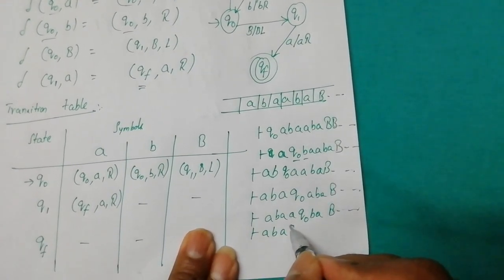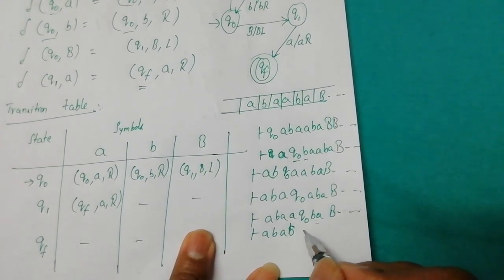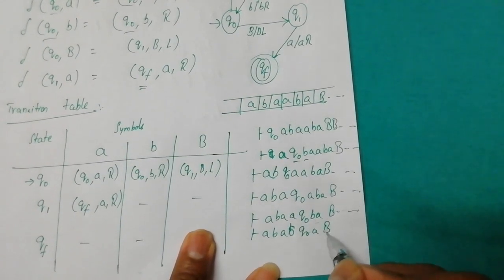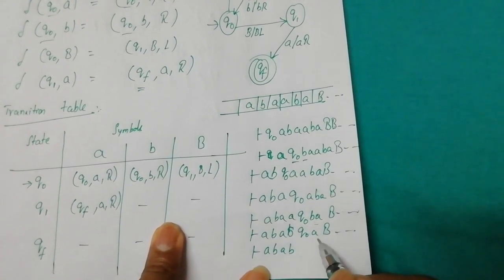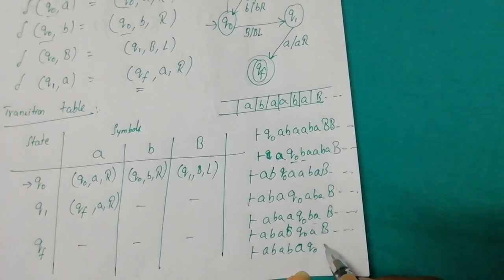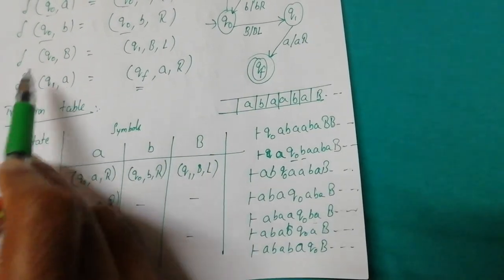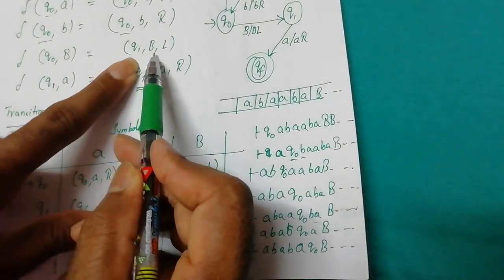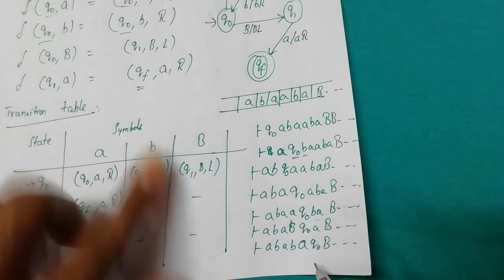Q0 when come across with B, same state, B itself. Again, A, B, A, B. Q0 when come across with input symbol A, we are staying in the same state, and no modifications in the tape symbol. Now observe that Q0 come across with the blank symbol. When Q0 come across with the blank symbol, we are moving to the state Q1 and keeping that blank symbol as it is, and moving one cell to the left direction.